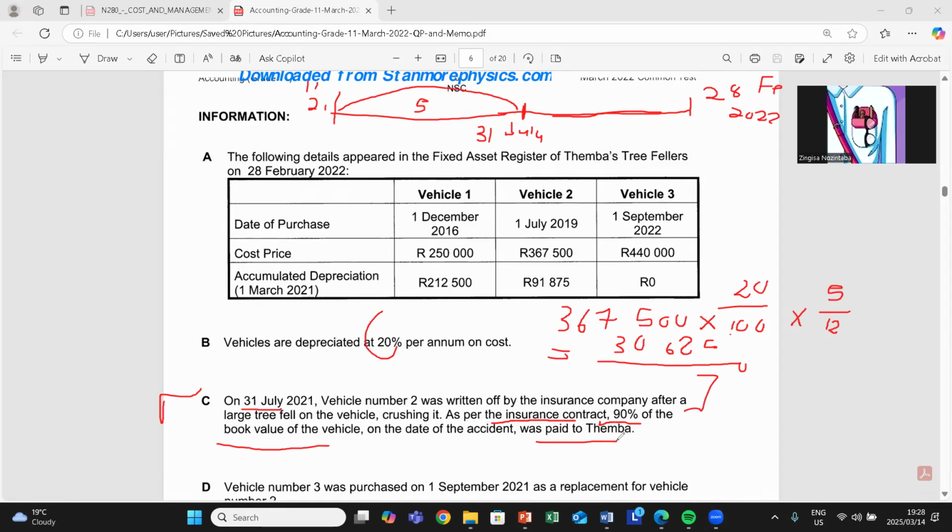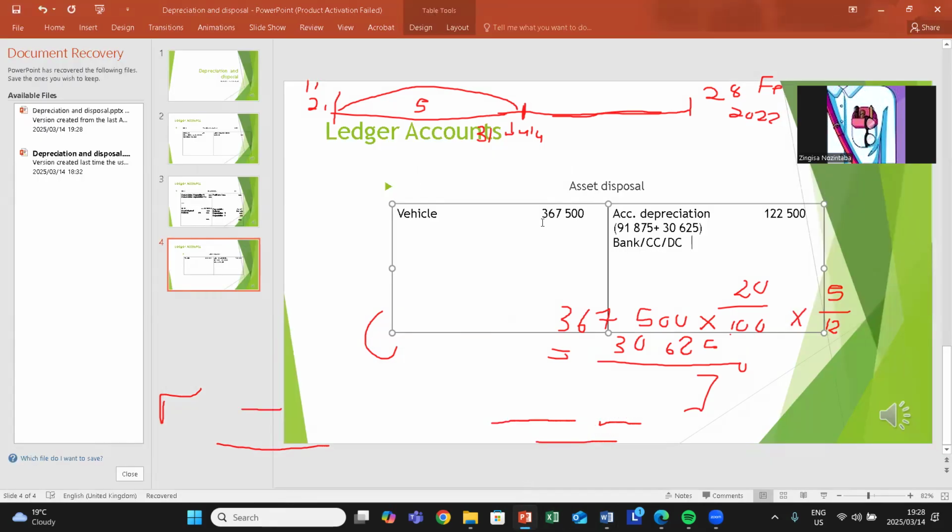So the insurance did not pay us. They paid us 90% of the carrying value of that vehicle when it got crashed. How are you going to get your carrying value? You get your carrying value by saying cost minus accumulated depreciation. They say that the insurance paid us 90% of the carrying value of our vehicle.